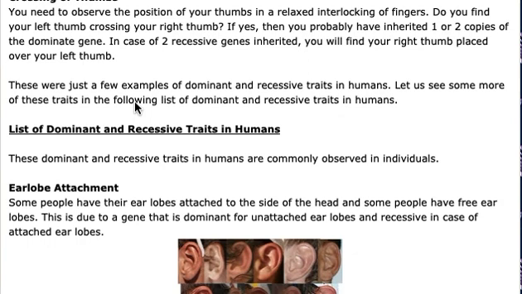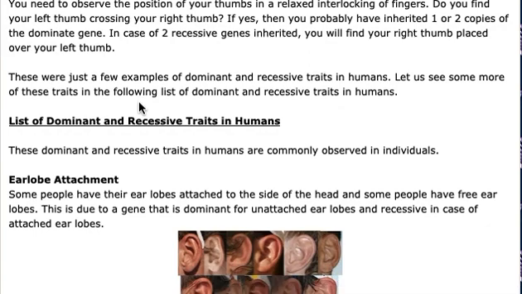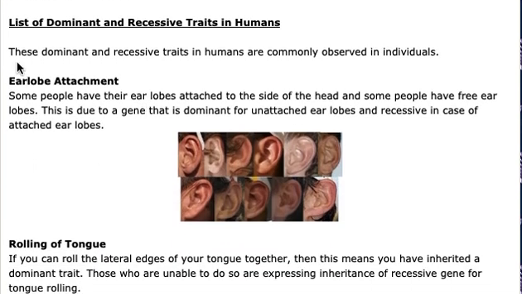All right, these were just a few examples of dominant and recessive traits in humans. Let us see some more of these traits in the following list of dominant and recessive human traits. Here we go. A list of dominant and recessive traits in humans. These dominant and recessive traits in humans are commonly observed in individuals.